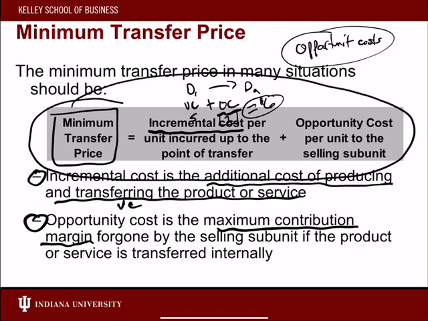Minimum transfer price is the incremental cost incurred. So this is variable cost plus any other cost to transfer it, plus the opportunity cost that you're giving up by selling it to the other division, other subunit. That is a very important thing to consider when determining transfer prices.